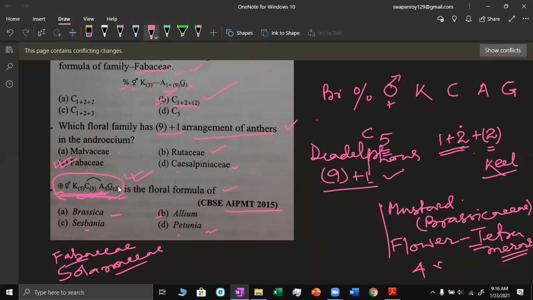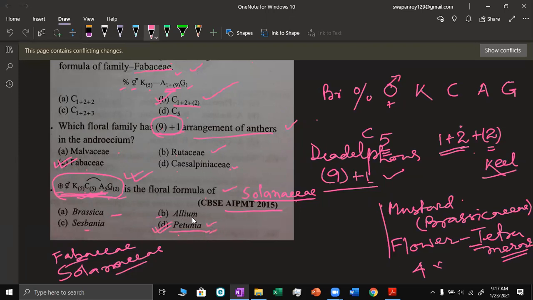But here Fabaceae is monocarpellary, whereas here it is bicarpellary. In Fabaceae you have already seen the 9 plus 1 didelphous condition, but here the androecium stamens are 5, and the androecium and the corolla are united. Adhesion is there. So this belongs to family Solanaceae. The member of Solanaceae here is petunia, so this is the floral formula of petunia, belonging to family Solanaceae.